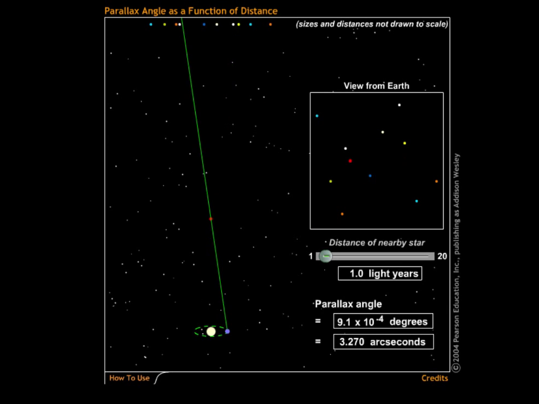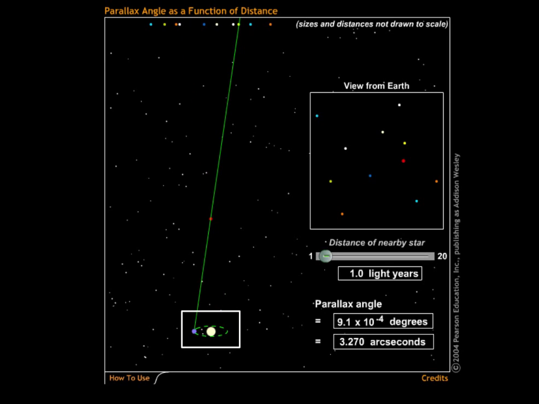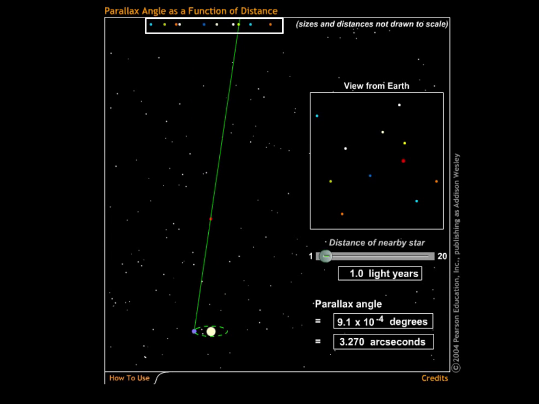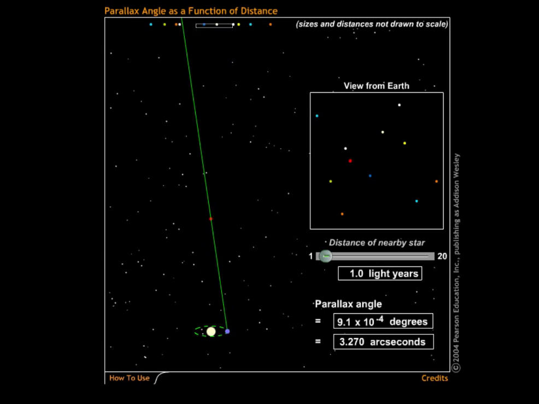So here we are, and what we have is a cartoon of the Earth going around the Sun, and it's just showing the Earth in two positions. And then there's a red star that is relatively nearby, again, totally not to scale. And then there are a bunch of background stars shown up at the very top of this animation. And what you can see is that as the Earth goes around the Sun, we look at the star from a slightly different angle, so compared to the background stars, it appears to be moving. So this little inset shows you the view from Earth, and you see that the red star changes its position.